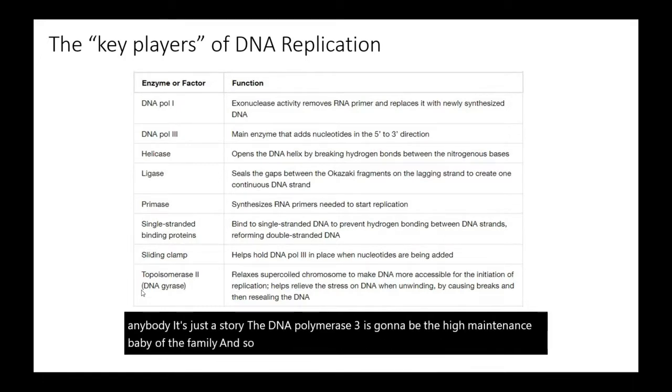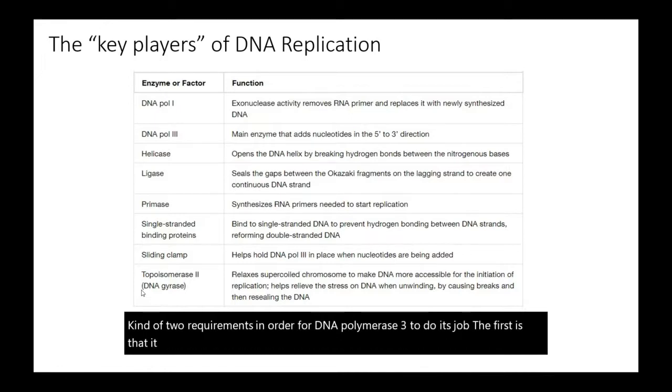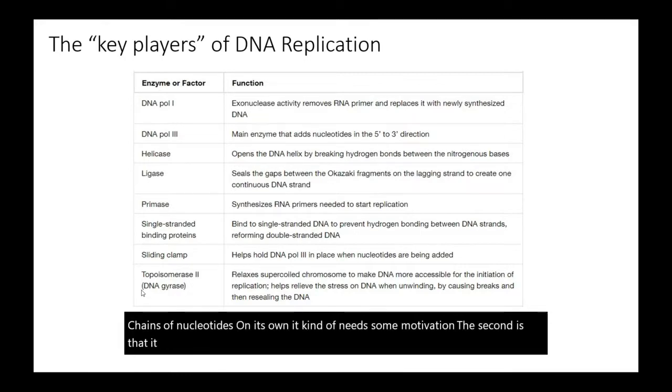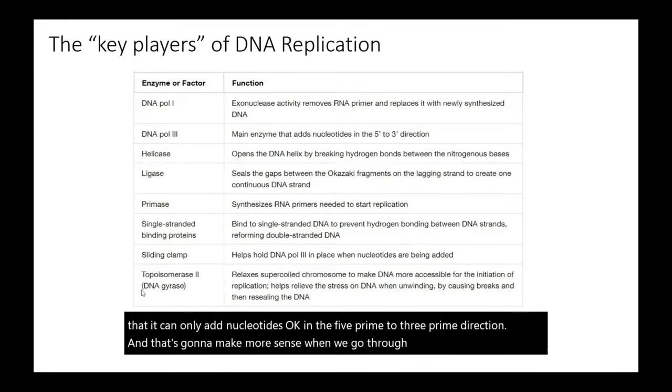And so there are two things about it that you need to remember, kind of two requirements in order for DNA polymerase 3 to do its job. The first is that it cannot start from scratch. Okay? It won't just get up and start building chains of nucleotides on its own. It kind of needs some motivation. The second is that it can only add nucleotides in the 5' to 3' direction. And that's going to make more sense when we go through the animation here in a few minutes.